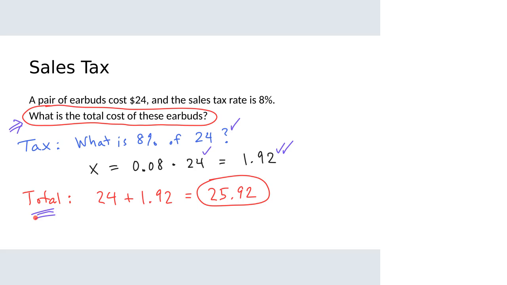I understand that if you're taking a quiz or an exam and you put the $1.92 and you get it marked wrong, it's really frustrating. So I hope that never happens. Make sure to take that one extra beat and go back and say, wait a minute, did I answer the question that was being asked? Any questions on this one before I have you try another?